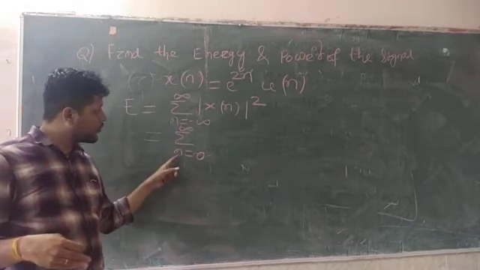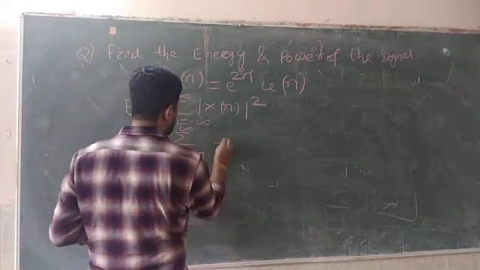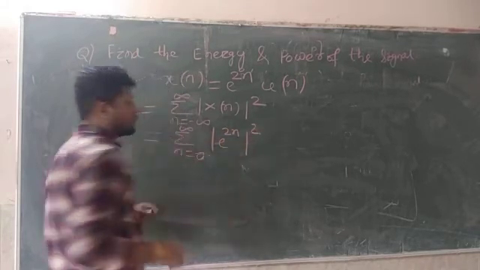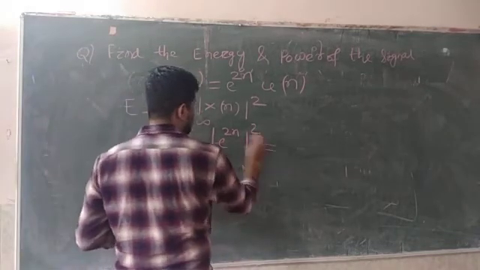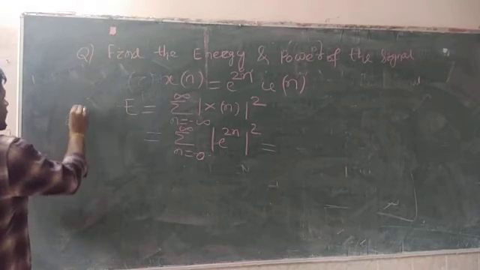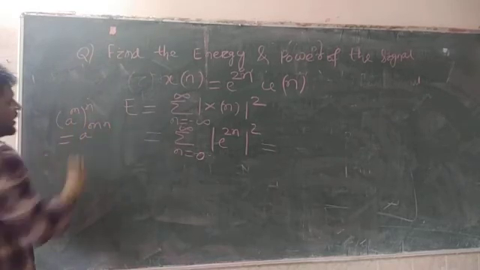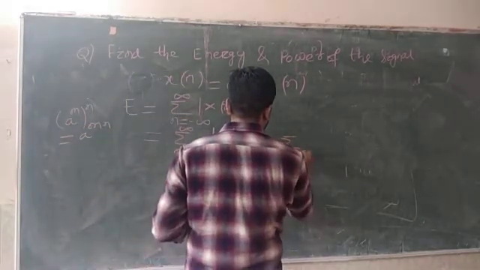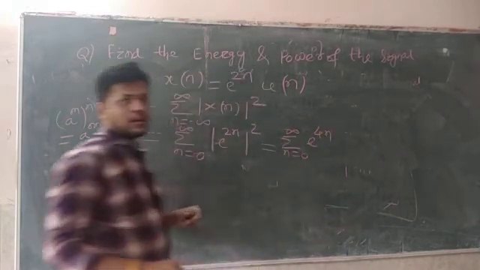That's why I am taking the limit only from n equal to 0 to infinity. So we have e to the power 2n magnitude square. Always remember this formula: if you have a to the power m to the power n, this becomes a to the power m into n. So I can write this as summation of n equal to 0 to infinity e to the power 4n.